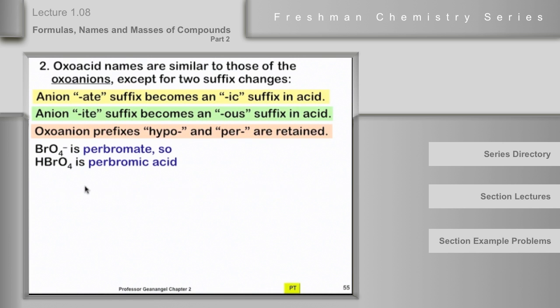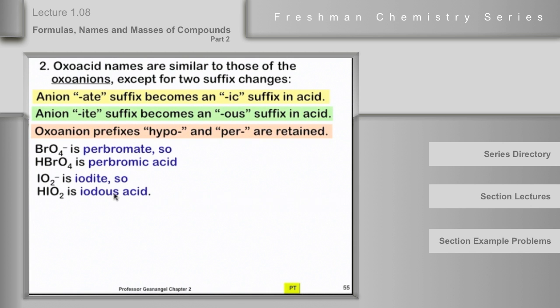Okay, we're going to do one more, an obscure one here. Here's one you'll never see in your life, most likely. IO2 minus is the iodite ion. And you can see it has one negative charge on the iodite ion, and therefore it will take one hydrogen. So the formula will be HIO2, and since the oxoanion has an ITE ending, we change that to OUS. So this becomes iodous acid. It's a pretty unstable acid, but it illustrates the point.